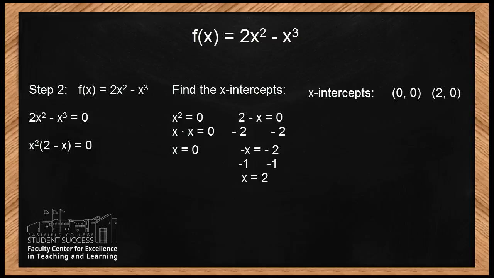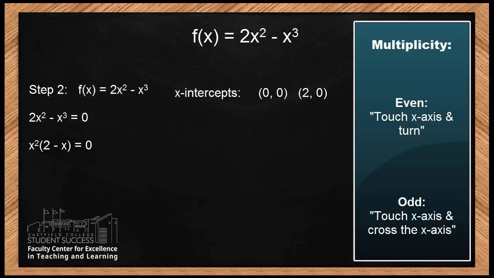But remember, the second part of the problem asks us not only to find the x-intercepts, but also to state what happens at each of the intercepts. This pertains to another rule that we need to remember. It's called the rules of multiplicity. Remember, we have two types of multiplicities, either even root of multiplicity or odd root of multiplicity. If we have an even root of multiplicity, that means that root occurs an even number of times. If we have an odd root of multiplicity, that means the root occurs an odd number of times.